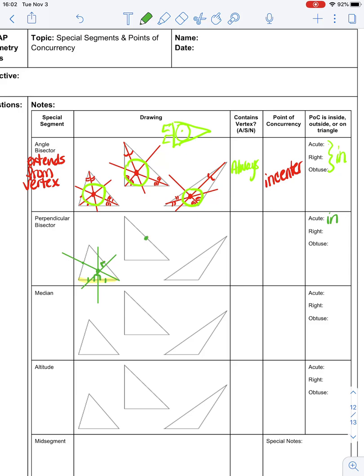Okay, for a right triangle, if I bisect this side at a right angle, that side's cut in half. If I bisect this side, notice that the point of concurrency is on the triangle, and I've cut these in half.